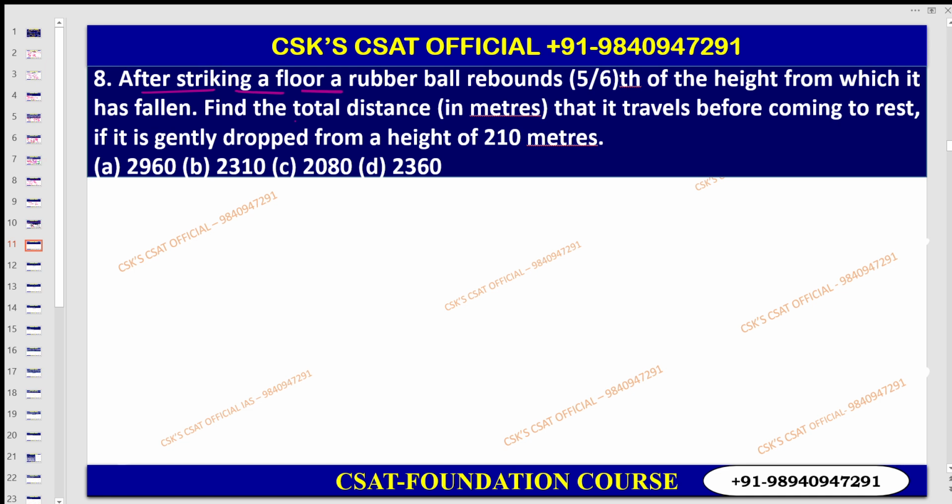After striking a floor, a rubber ball rebounds 5 by 6 of the height from which it has fallen. Find the total distance in meters that it travels before coming to rest, if it is gently dropped from a height of 210 meters.